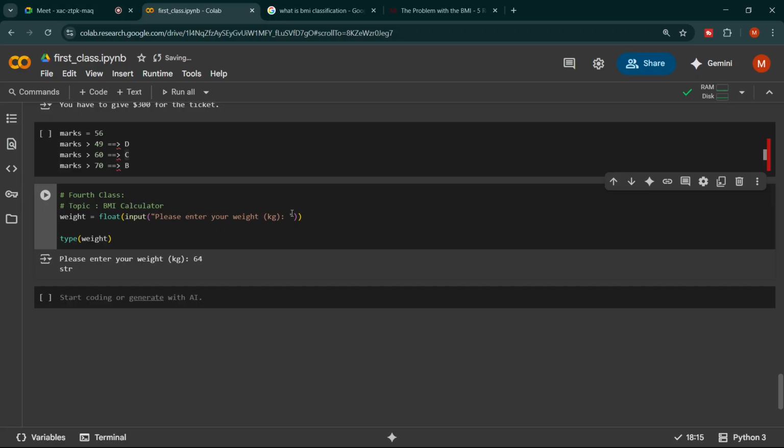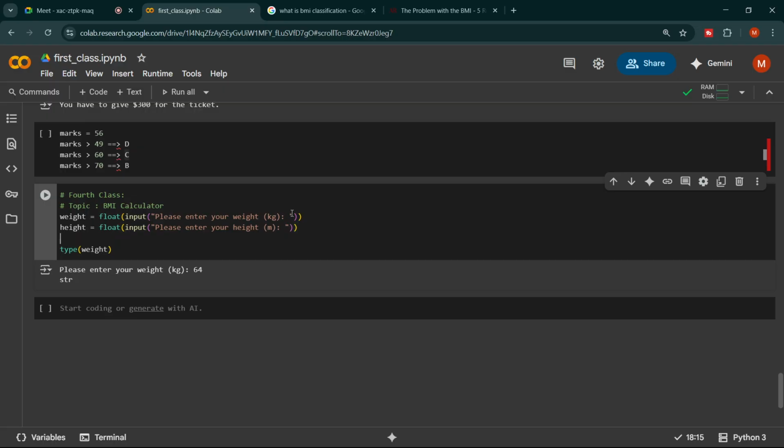Now let's take height. Just write the input statement first and print a message like please enter your height, in meter. So we are asking the user to input the height in meter. Again, the user will enter a number, but since we are using the input statement, it always converts the data into a string, whether it is integer, float, or anything else. That's why I have to typecast it. I will enclose this statement in brackets first, and then write float again to convert the height into float. Is this clear to people? Is there any confusion?